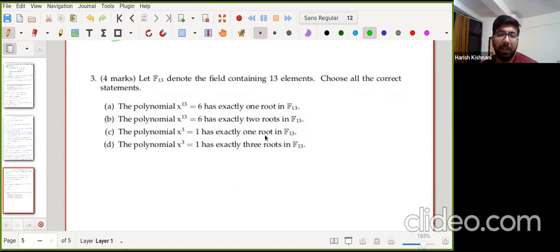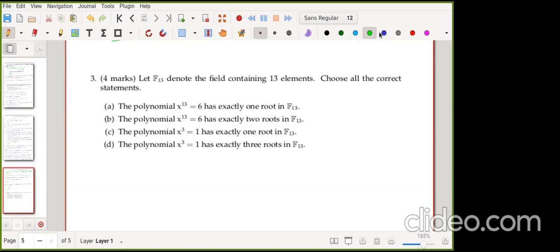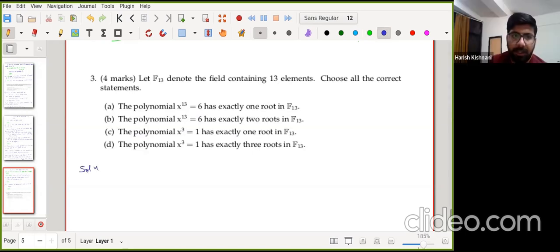C says the polynomial x cube equal to 1 has exactly one root, and the D part says the polynomial x cube equal to 1 has exactly 3 roots. So what about x^13 equal to 6? How many roots do you expect that it would have? There's exactly one root. What's the reasoning?